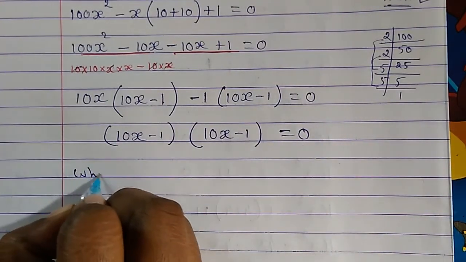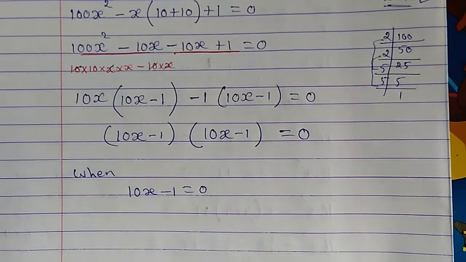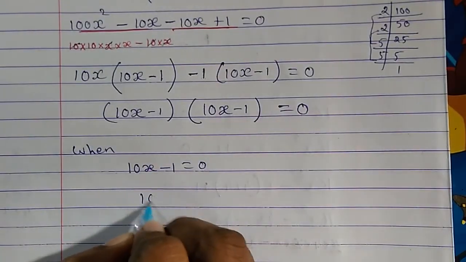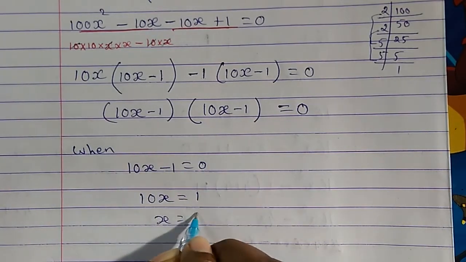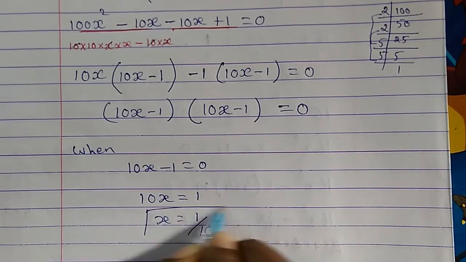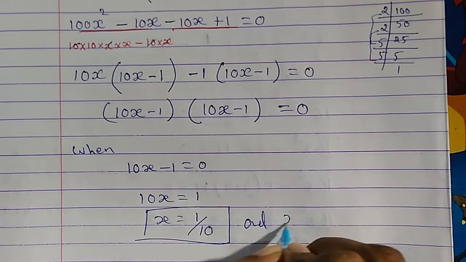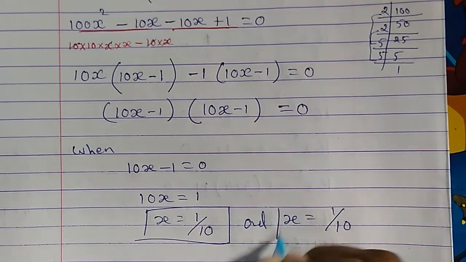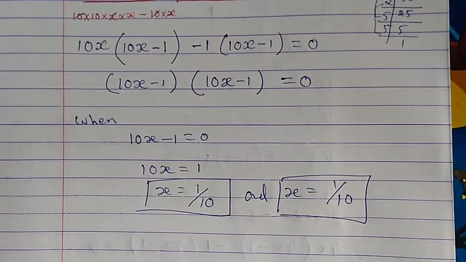So now, when 10x minus 1 equals 0, 10x equals minus 1, which comes here and becomes plus. So x equals 1 upon 10. Same way it will be for this also. So x equals 1 upon 10. Hence these are the roots of this given equation.